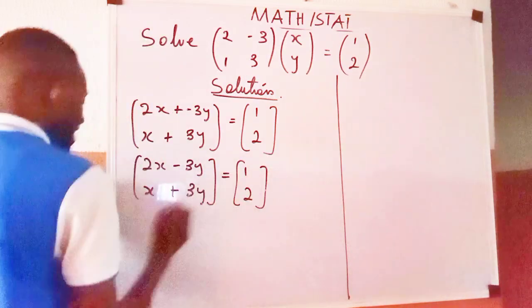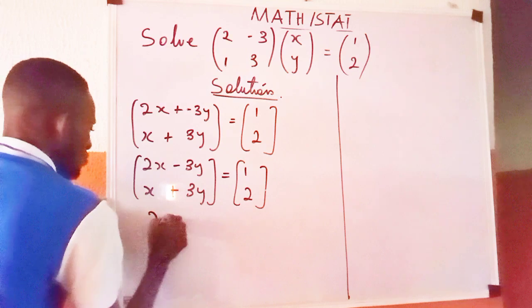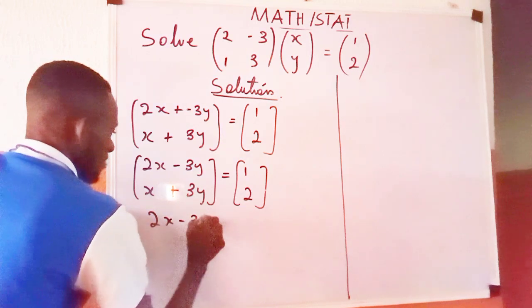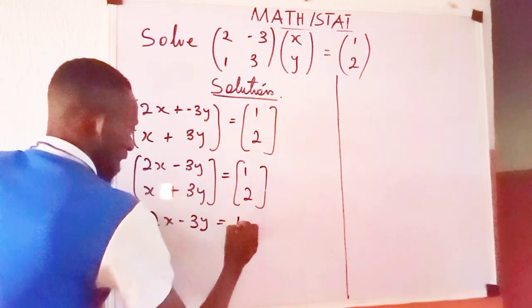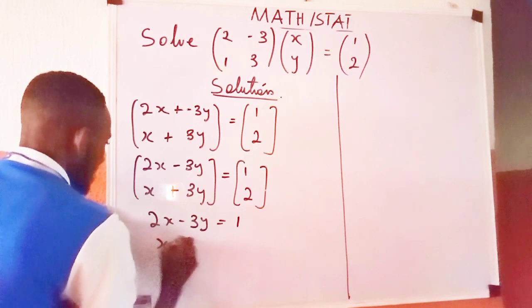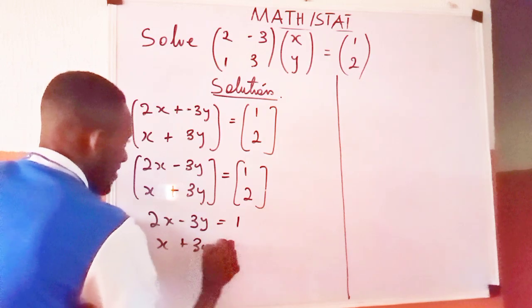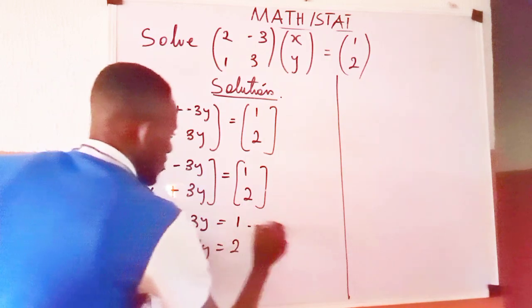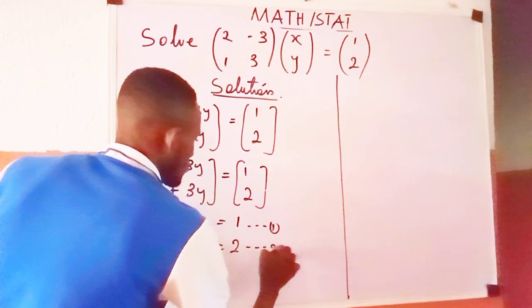And in that case, what I have here becomes 2x minus 3y equals 1. And what I have here becomes x plus 3y equals 2. I can call this equation 1. I can call this equation 2.